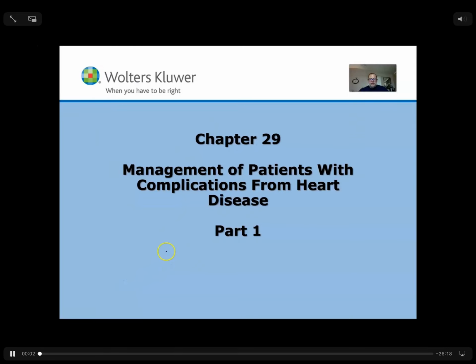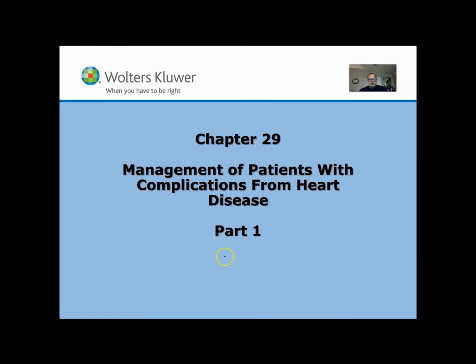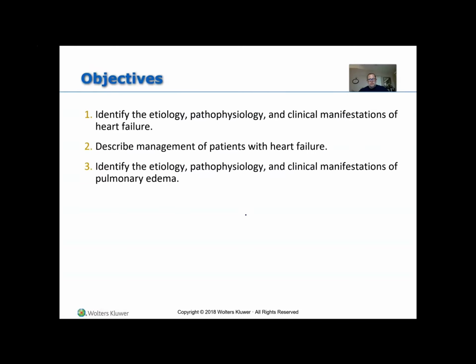We're going to start talking about management of patients with complications from heart disease, part 1. Here's your list of objectives, so make sure you're reviewing these once again so that you know this is what you should be expected to be familiar with for the exam.